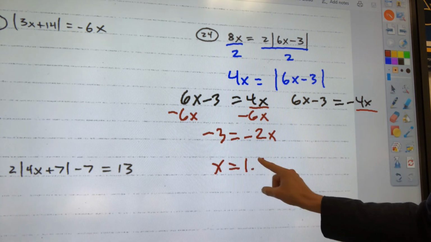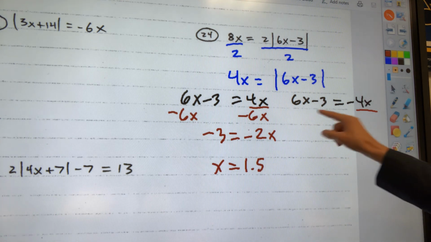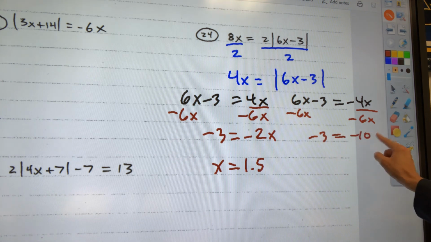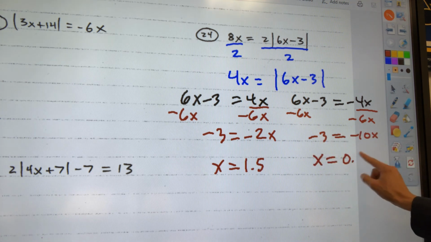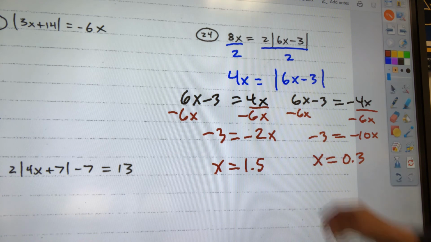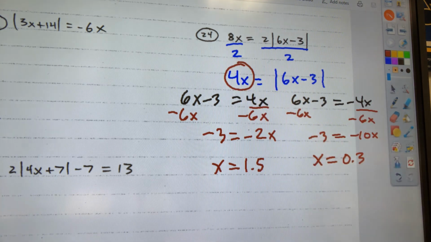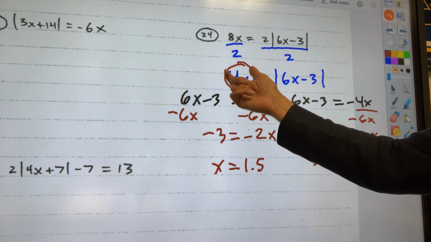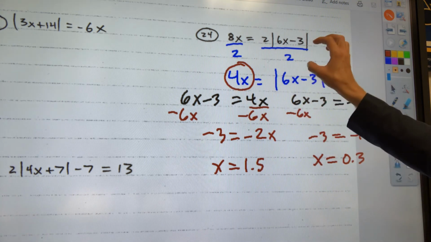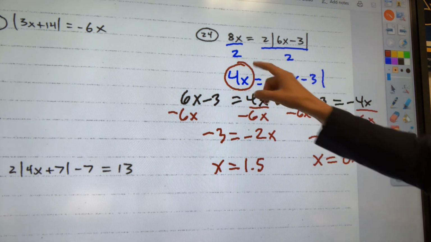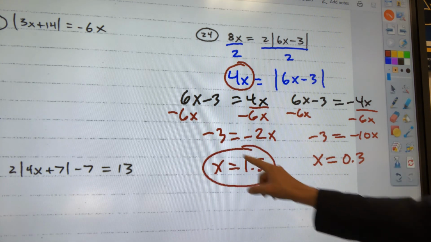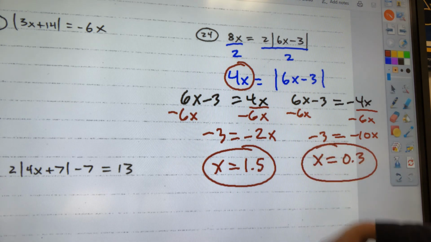X is equal to 1.5, 3 over 2. Here, subtract 6x. Negative 3 is equal to a negative 10x. Divide both sides by negative 10. X is equal to 0.3. Folks, plug your answers in there. As long as it's 0 or more, it's going to be bueno. Plug in 1.5, you can have the absolute value of something equals 6. Plug in 0.3, you can have the absolute value of something equals 1.2. So both of these answers check out.